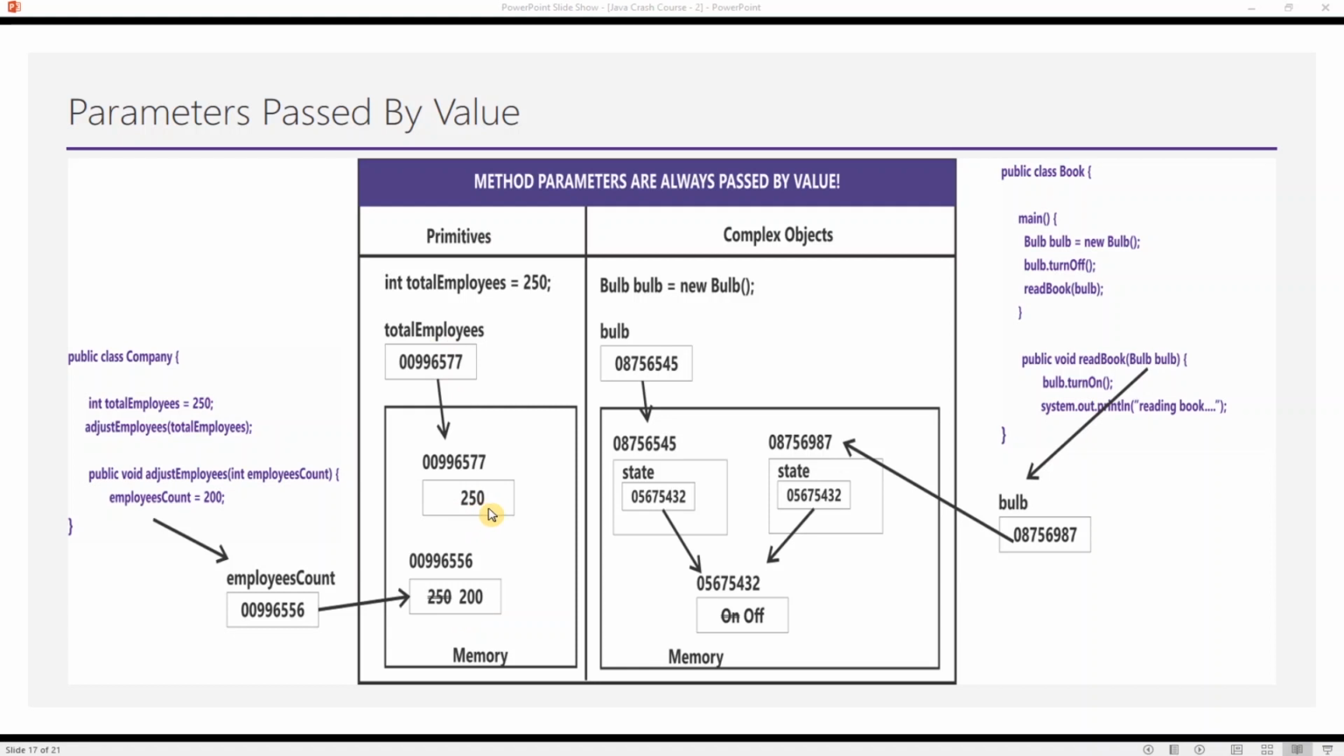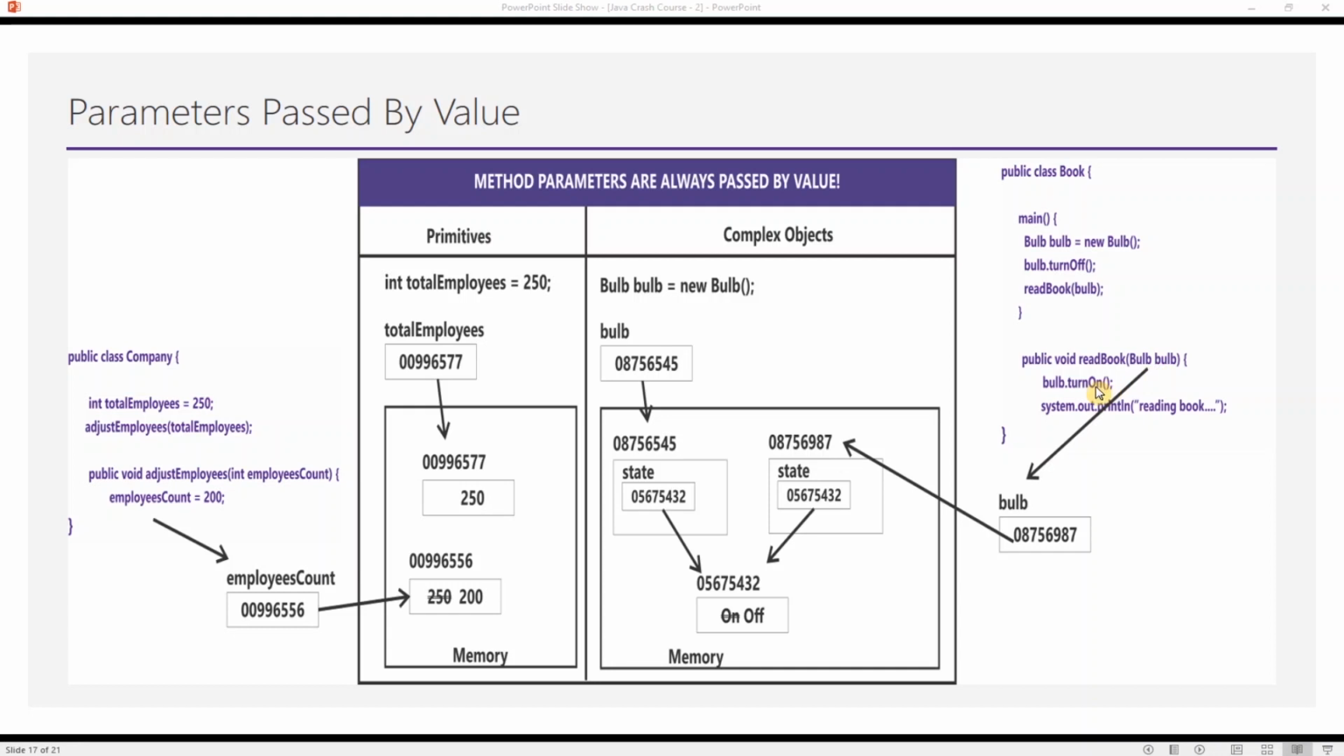Please note that the naming conventions for defining parameters are the same as we followed for variables, and the scope of these variables is limited to the method in which they operate. Once the method finishes executing, all local variables are available to be garbage collected. It is also absolutely fine to give the parameter the same name as the argument. Now, understanding this concept for complex objects is a bit tricky. Here you can see that we have a method readBook that requires the use of parameter bulb for its execution.